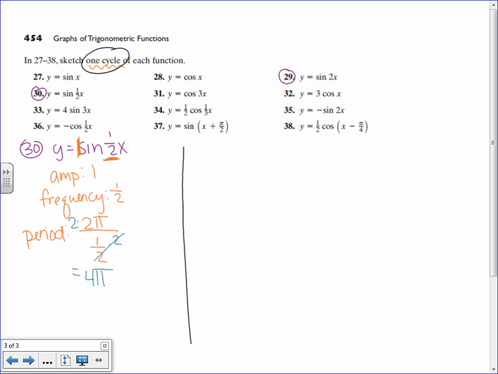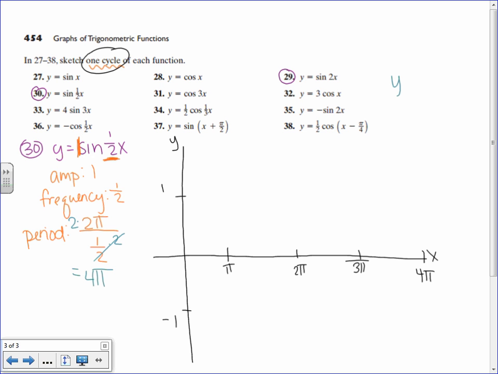So let's go ahead and draw this. All right, and I need to go 4 pi because that's how long the period is. So this is going to be 4 pi. Halfway between 0 and 4 pi is 2 pi. Halfway between 0 and 2 pi is 1 pi. And this is going to be 3 pi. And then I know my amplitude is 1, so this is going to be 1, and this is going to be negative 1. And now we can go ahead and plot some stuff.